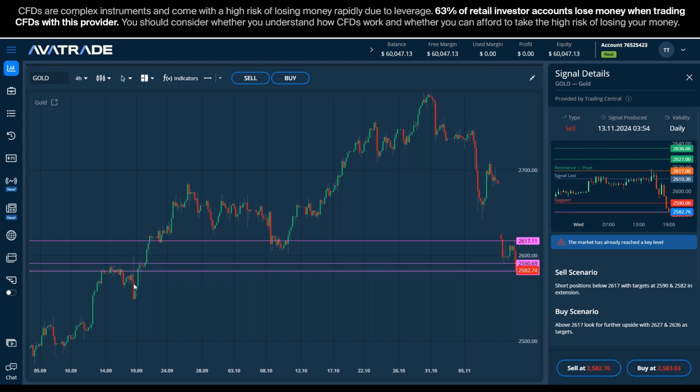It hit this area again and dropped down. So right in this area, it was expected that if it did reach, that might be a spot where, at least temporarily, it might pause the drop. And so that's a spot for a short-term trade.